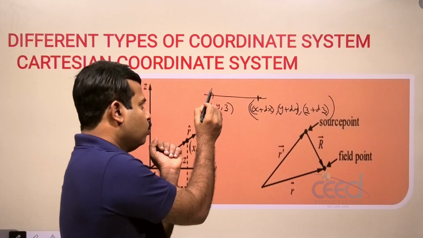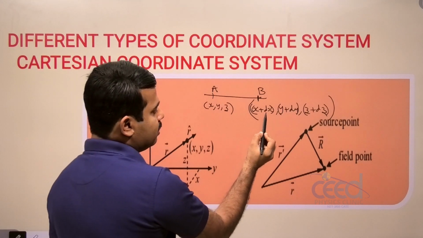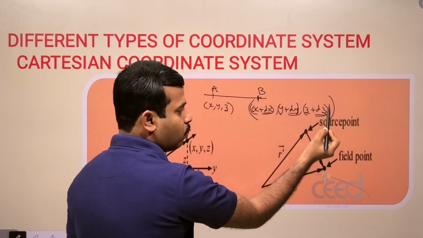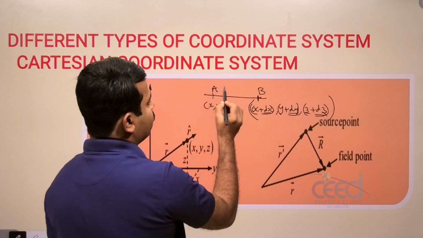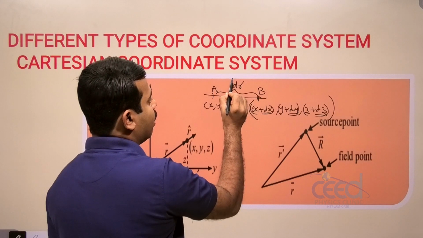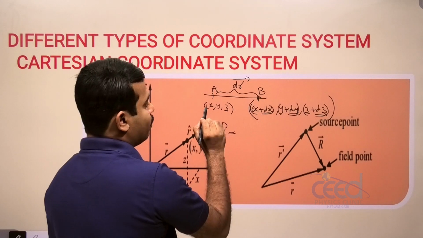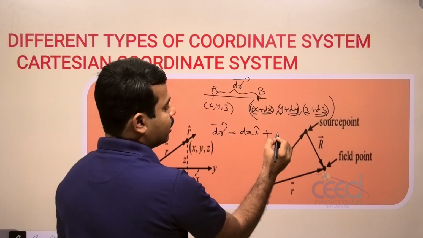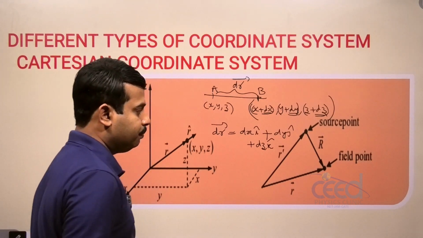So when I am moving from A to B in 3 dimensions, there is a small change in x axis length, a small change in y axis length, a small change in z axis length. Then what is the position vector of B minus position vector of A? How do I represent this displacement vector dr? dr is equal to x plus dx minus x, that is dx i cap, plus y plus dy minus y, that is dy j cap, plus dz k cap.